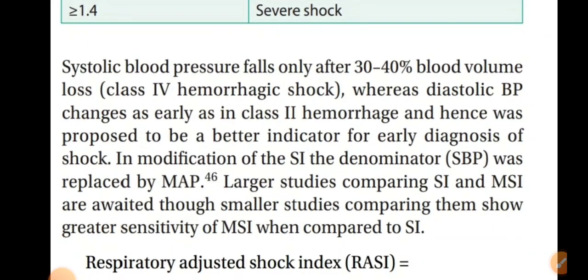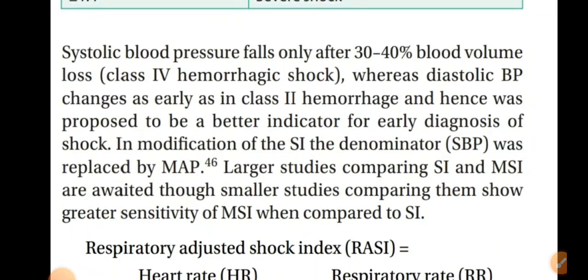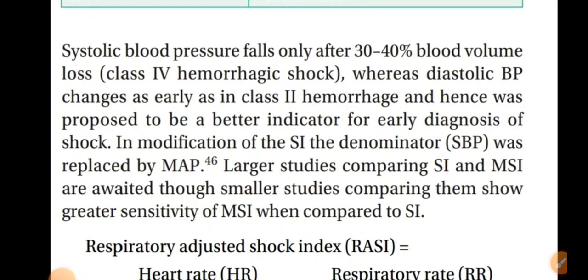Systolic blood pressure falls only after 30 to 40% blood volume loss, class 4 hemorrhagic shock. Whereas diastolic blood pressure changes as early as class 2 hemorrhage, and hence was proposed to be a better indicator for early diagnosis of shock. In the modification of shock index, the denominator systolic blood pressure was replaced by MAP. So if it is replaced by MAP, mean arterial pressure, it is considered the modified shock index.